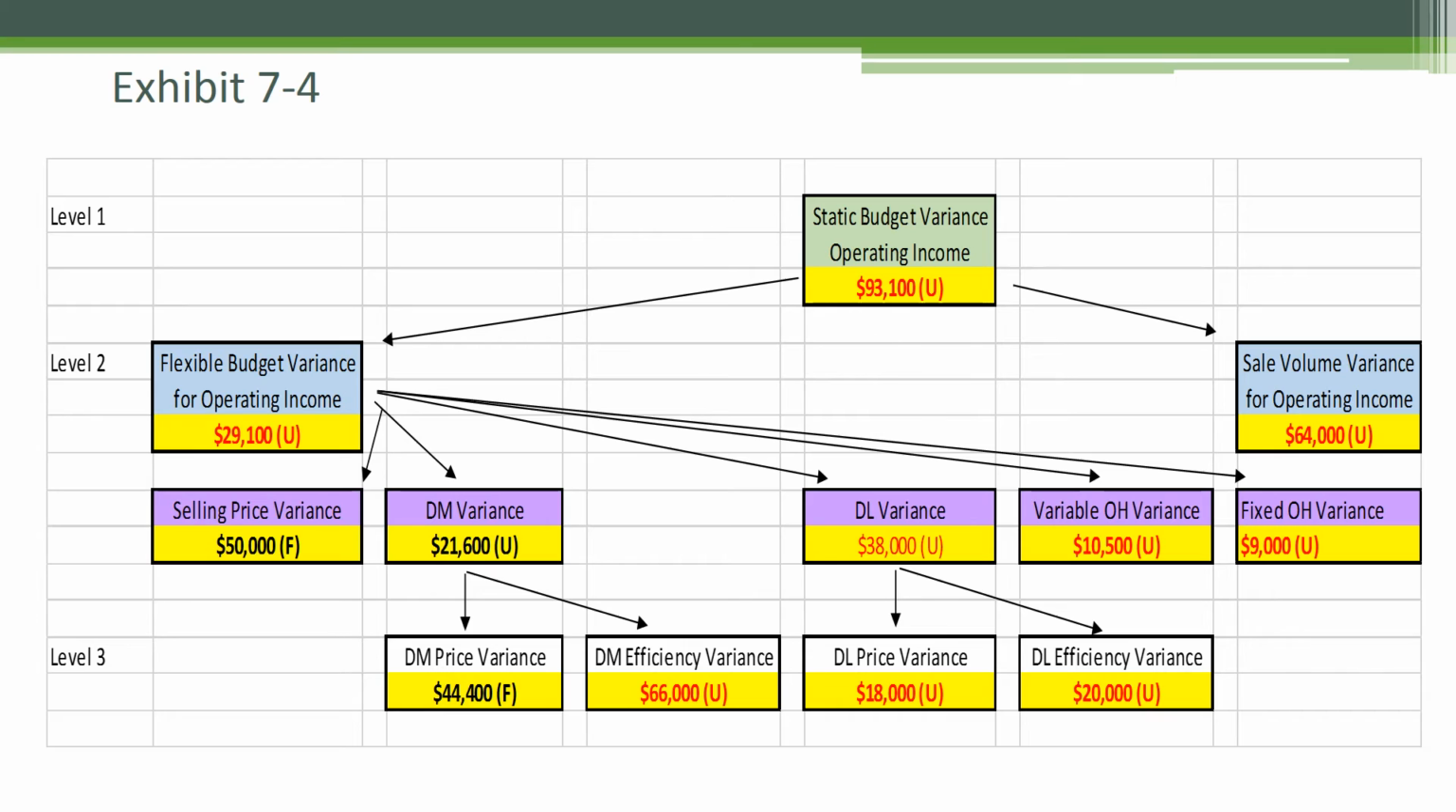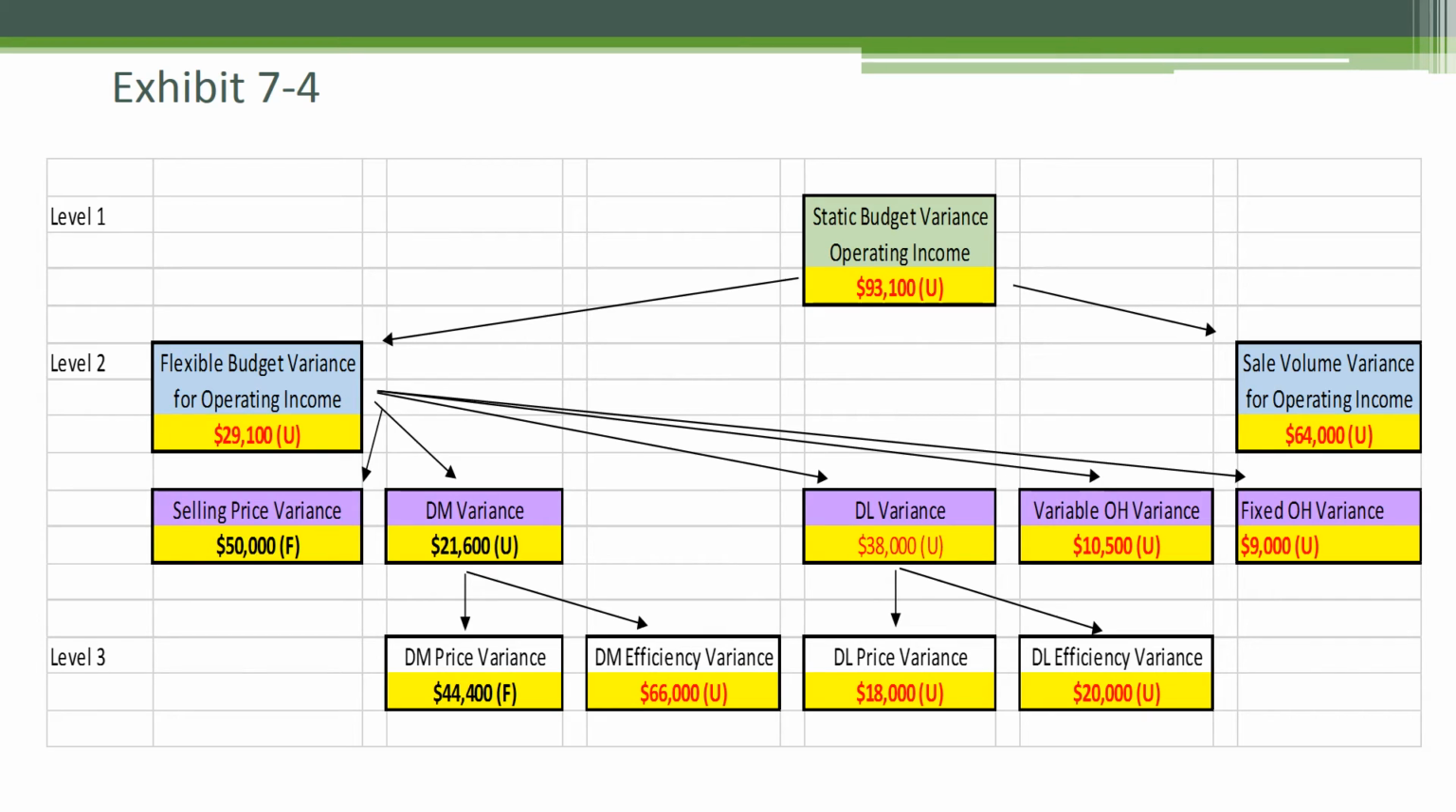As we move further into level 3 variances, we strictly looked at our variable direct inputs, our direct material input and our direct labor input. We broke the $21,600 direct material variance down just a little bit further into a price variance and an efficiency variance. If you remember right, the price variance is the difference between the price that we actually paid for the direct material. The efficiency variance is the difference between how much of the direct material we actually used. In this case, we had $44,400 favorable versus a $66,000 unfavorable.